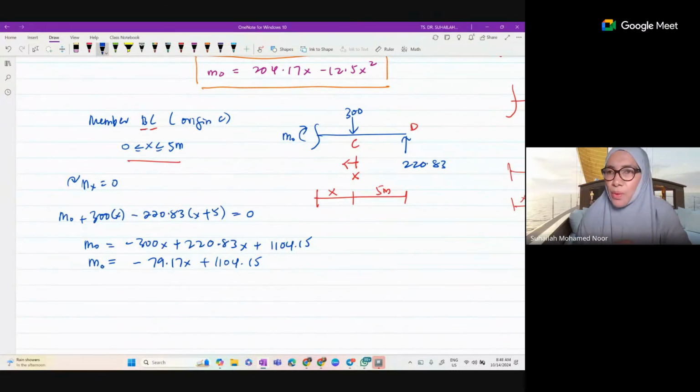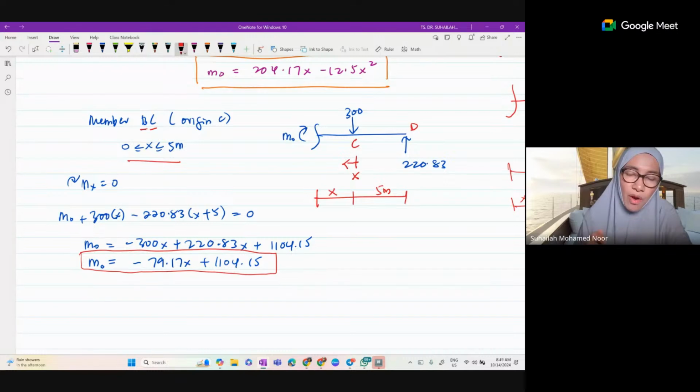So ini jadi moment equation for member BC. Kalau origin dia C, takkan sama dengan origin D ya. So equation ni setiap orang maybe akan dapat different equation. So cannot compare kalau origin kita different. Doesn't matter even though origin different, equation will be different. Okay, nanti ending dia, the displacement, we will get the same value. Okay, so this is moment equation for member BC, origin C, limit is 0 to 5.